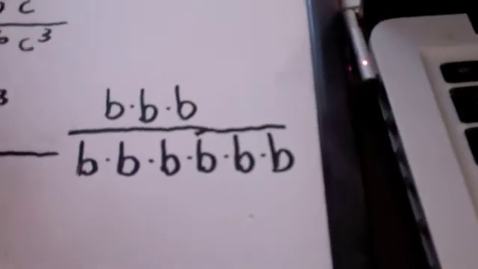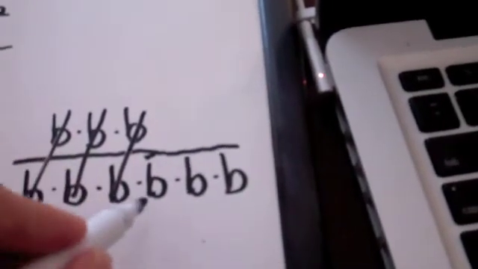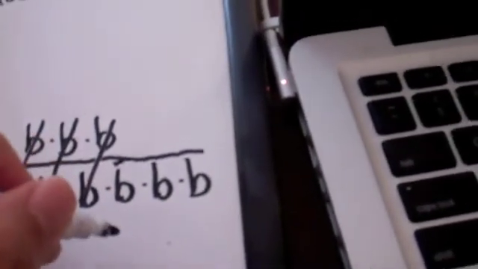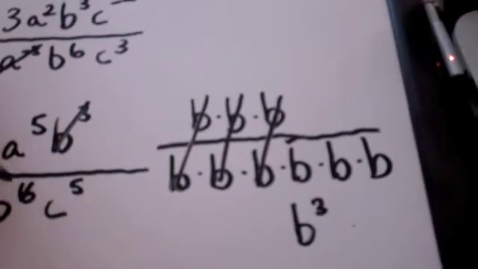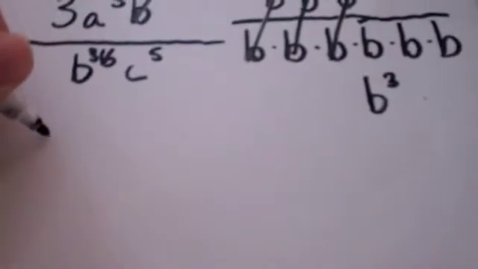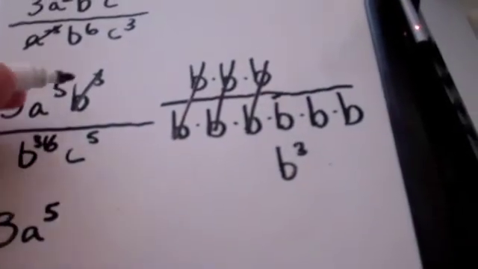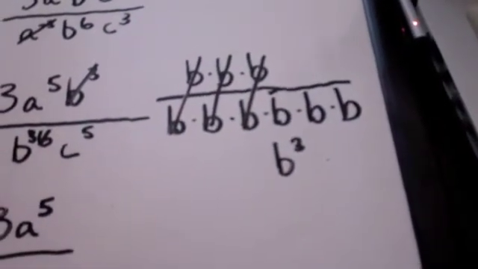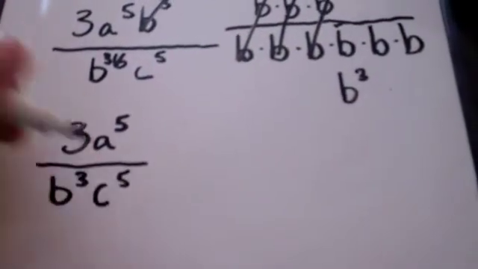So now we cancel what terms are in common. There's 1 set, 2 sets, 3 sets, and we're still left with b times b times b in the denominator, so that'll be b cubed. And so over here, we've gotten rid of all these because we canceled them, and we've gotten rid of 3 of these, so we're left with b cubed, and now we can rewrite as 3a to the 5th, no b's anymore because they canceled, over b cubed c to the 5th.